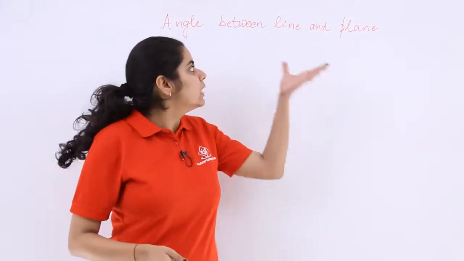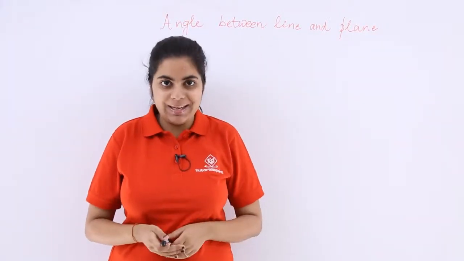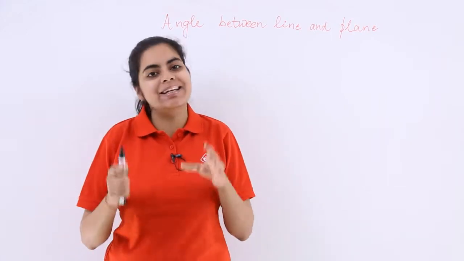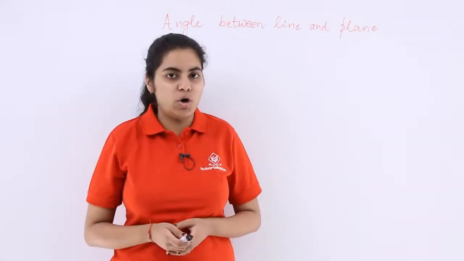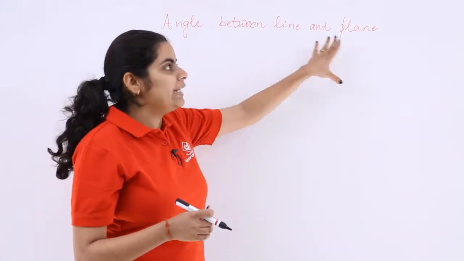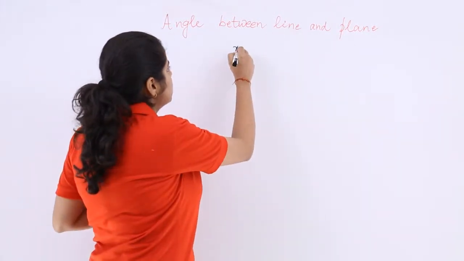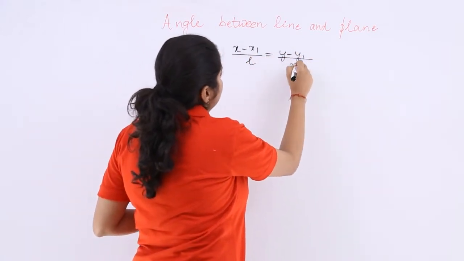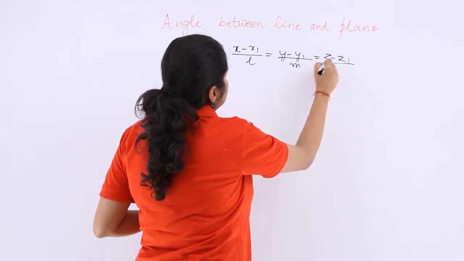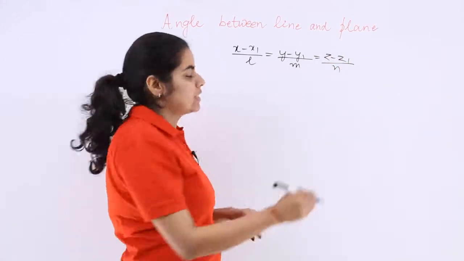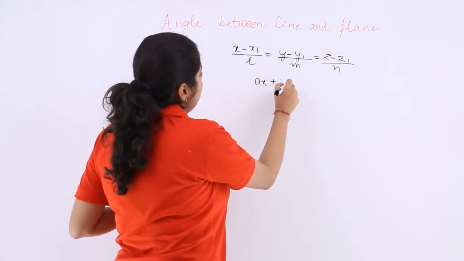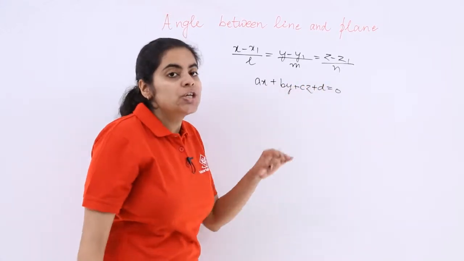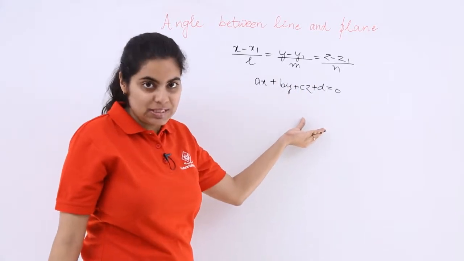Now let's talk about the angle between line and plane as we talked in the previous video, but this time we are going to talk about it in Cartesian form. So the Cartesian form would be between a line and a plane. The line has the equation (x minus x1) upon l, (y minus y1) upon m, (z minus z1) upon n. And the plane's equation would be ax plus by plus cz plus d equal to 0. So these are the both things we are going to consider.